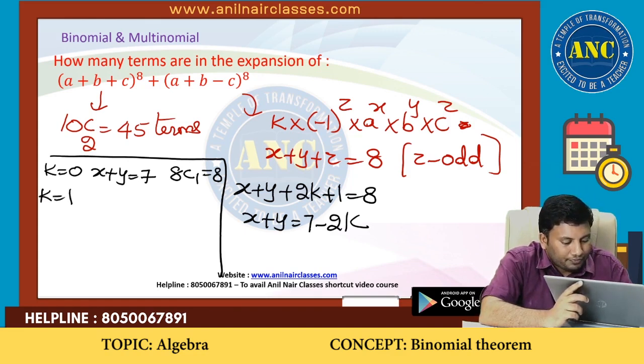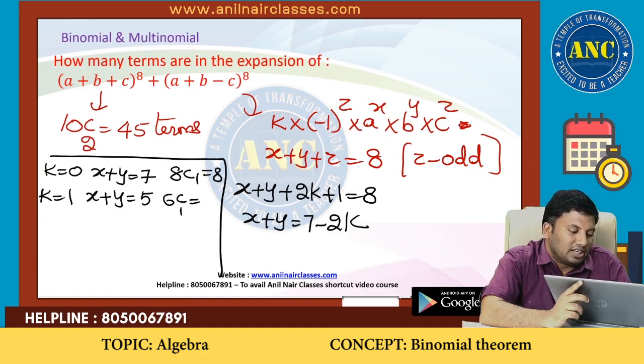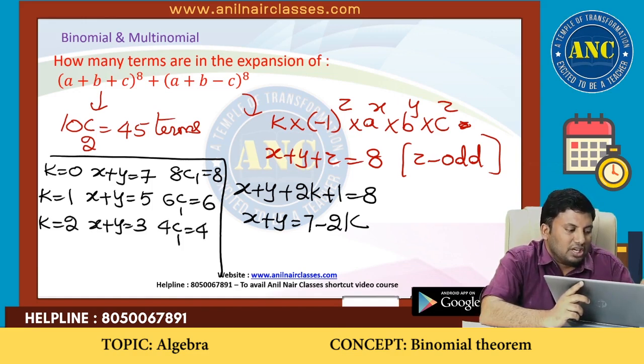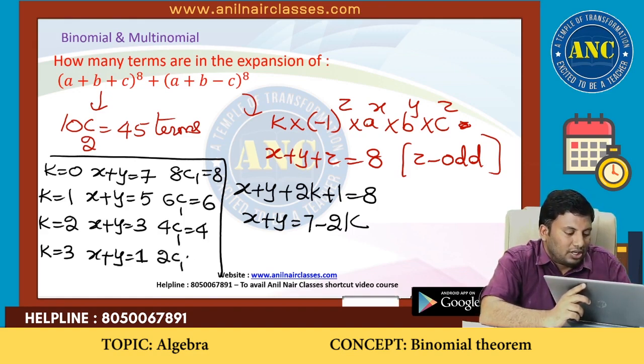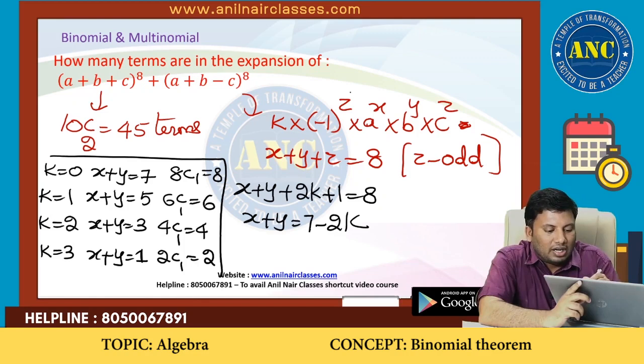If k is 1, x plus y equals 5. 5 plus 2, 7. 7 will be 6C1, which is 6. K is 2. X plus y is nothing but 3. 3 plus 2, 5. It is nothing but 4C1, which is 4. K is 3. X plus y is nothing but 1. 1 plus 2, 3, which is nothing but 2C1, which is 2. All this is when Z is an odd number.